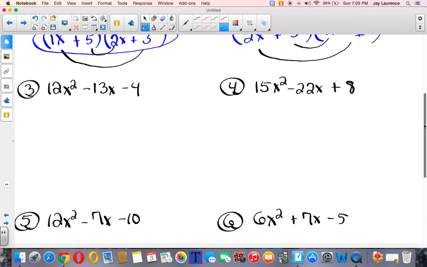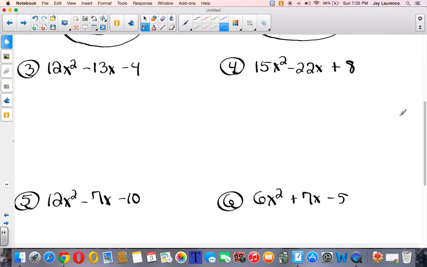All right, let's try number 3. Getting a few more factors here. Going to list them. Got what? 1 and 12, 2 and 6, 3 and 4. 1 and 4, 2 and 2. Now I'm going to subtract with the intention of getting negative 13.